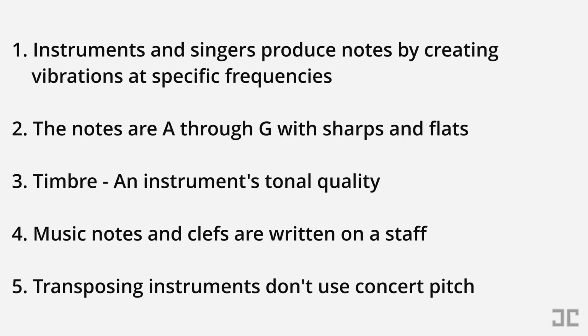To recap what we learned here, instruments and singers create notes by creating vibrations at specific frequencies. These notes are labeled A, B, C, D, E, F, and G, with sharps and flats in between some of these notes. The way an instrument sounds is referred to as its timbre. Music is written down on a staff, and its clef defines what the written notes are. Some instruments are transposing instruments and play a different note than what is written.